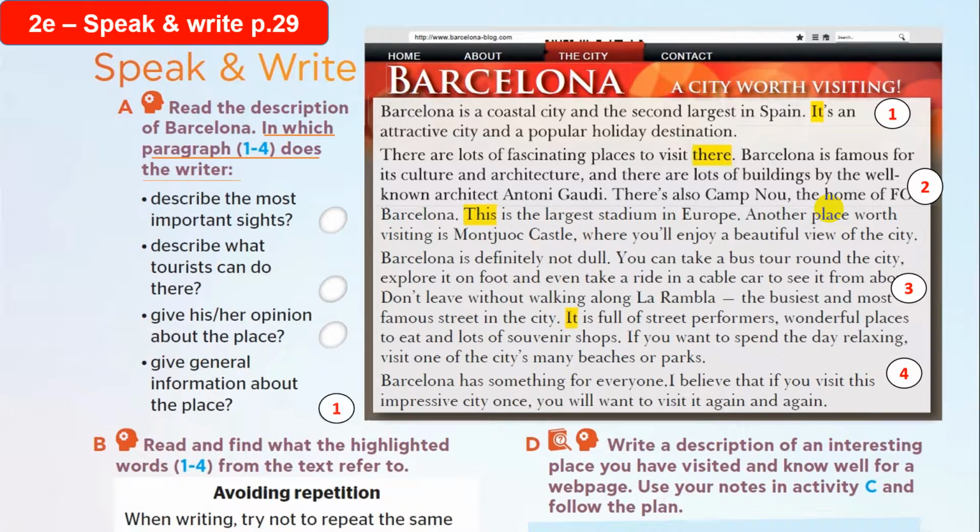Okay, let us see. For number 1, have a look at number 1. He is giving general information about the place. That's right. So in number 1 he gave us general information. Then let's see number 2. That's right, describe the most important site there. Let's continue with number 3. Describe what tourists do there. That's right. Then I have give his or her opinion about the place. This one was for paragraph number 4, and that's right. Done with this one.